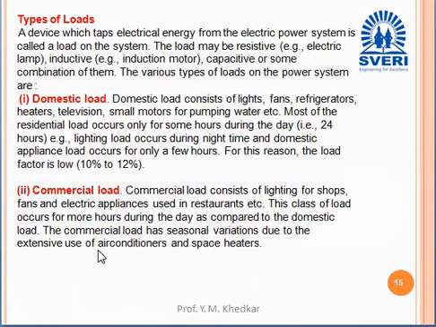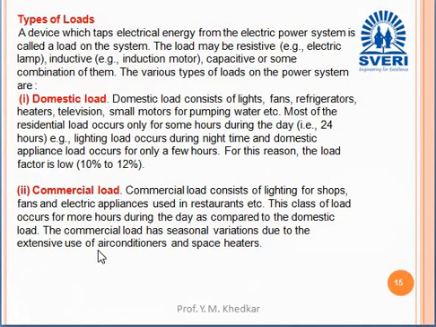Most of the residential load occurs only for some hours during the day, that is 24 hours. For example, lighting load occurs during night time, and domestic appliance load occurs for only a few hours when we are using it. For this reason, the load factor is very low, 10% to 12%. The domestic load means the load which occurs when we are using electricity to serve domestic purposes in our day-to-day life.